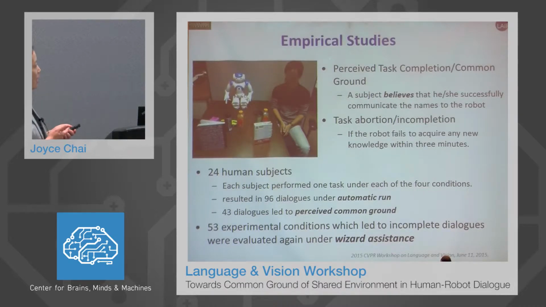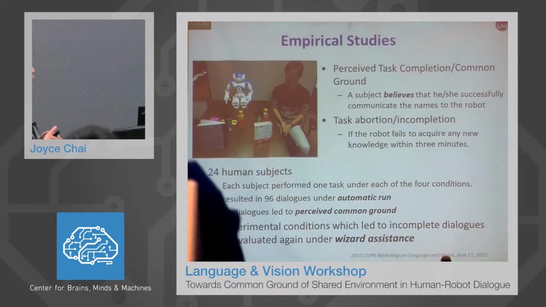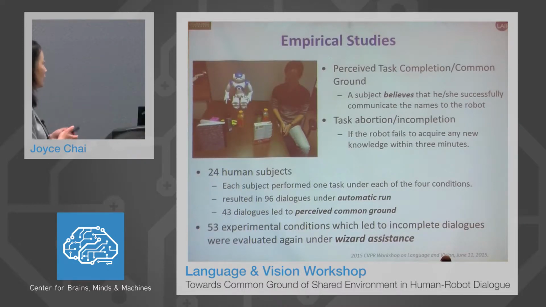In each task, there are 6 objects to be named. The task is considered complete if a subject believes he or she successfully communicated the names to the robot. So this is the subject's belief. Since we're working with an automated system that can often get into some kind of deadlock, we have task abortion criteria. If the robot fails to acquire any new knowledge within 3 minutes, we abort the task, and the robot simply says, I'm tired, let's take a break.